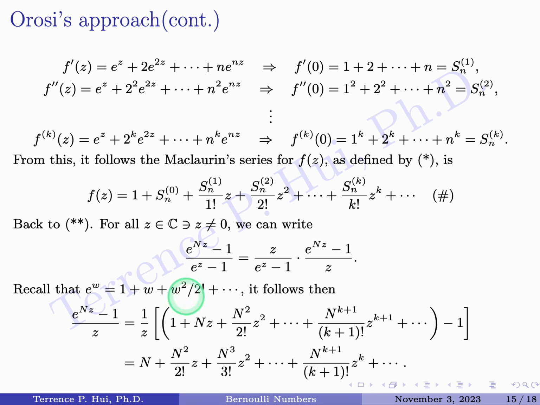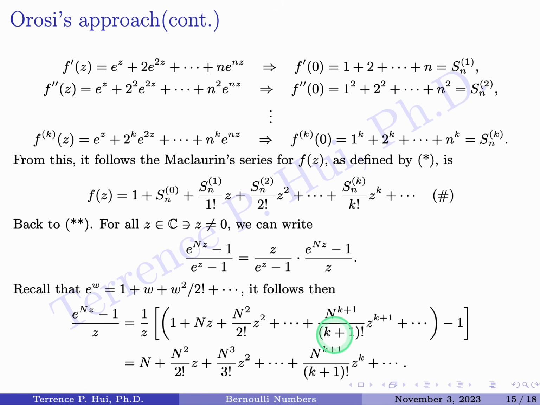e to the something is a well-known expansion. e to the w is 1 plus w plus w squared over 2 factorial plus w cubed over 3 factorial plus dot dot dot. So e to the nz minus 1 over z is the same as 1 over z times this infinite series, where everywhere you see w, you put in nz. So 1 plus nz plus n squared over 2 factorial z squared plus dot dot dot. Now I'm going to go to the k plus 1 term. In a minute, you will see why. So this is capital N to the k plus 1 over k plus 1 factorial z to the k plus 1 plus dot dot dot.